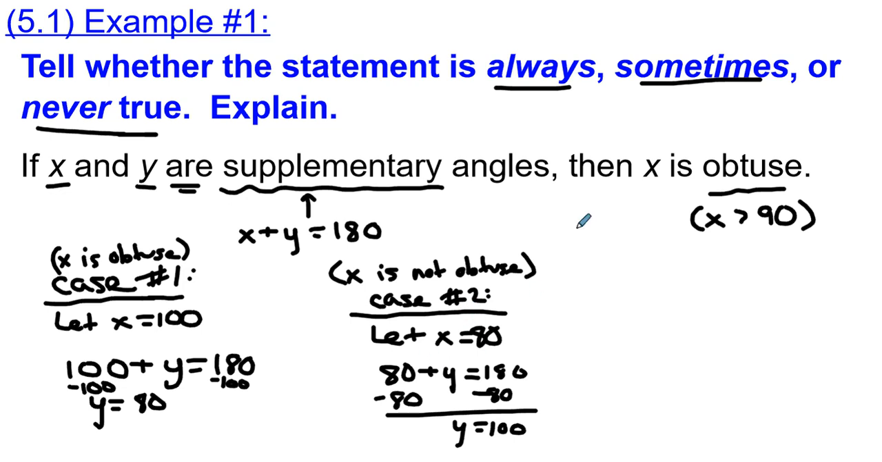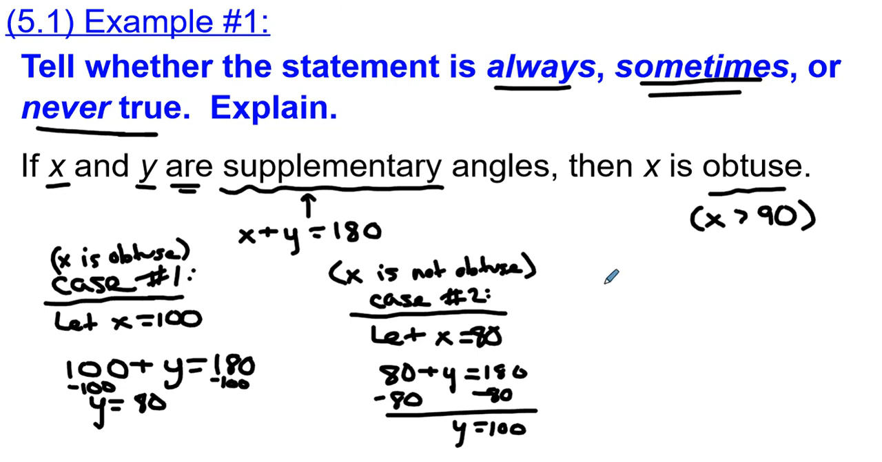So is x obtuse in this example? No. So x doesn't have to be obtuse. It can be obtuse, but it doesn't have to be obtuse. So is it always true? Nope, because we just saw in case number 2 that it could be acute. Is it never true? Well, no, because we saw in case number 1 that it could be obtuse. So it must be sometimes true.